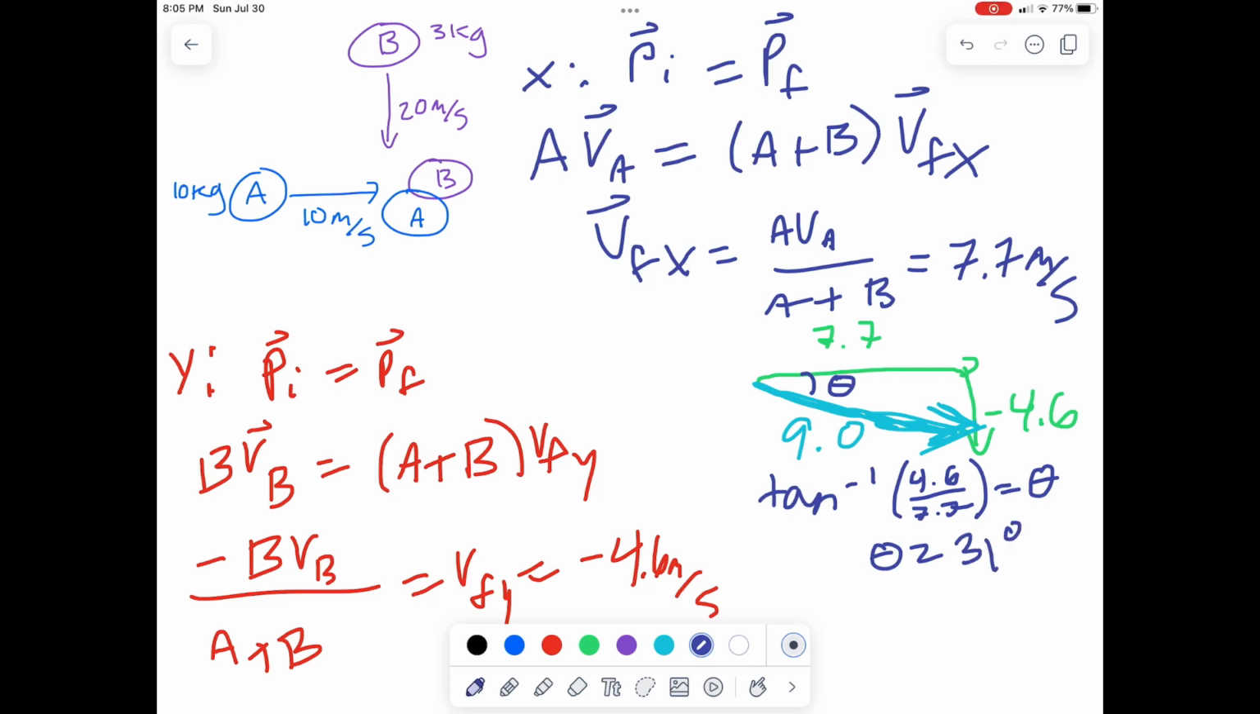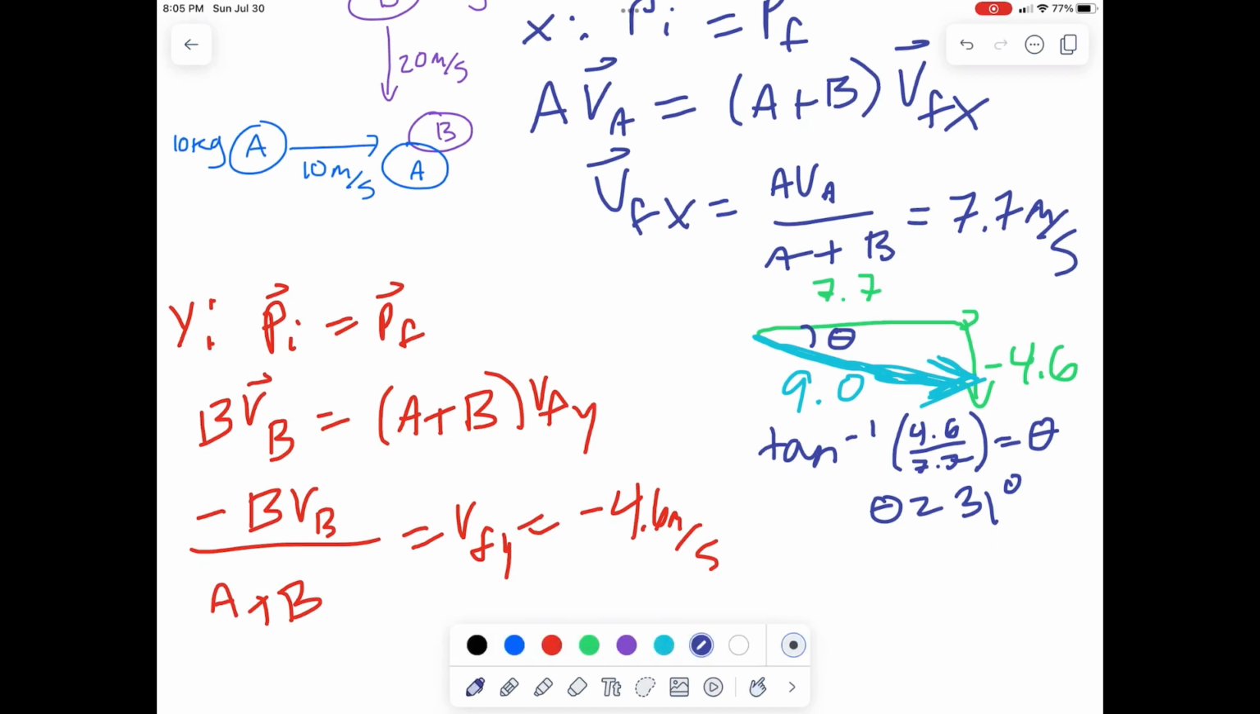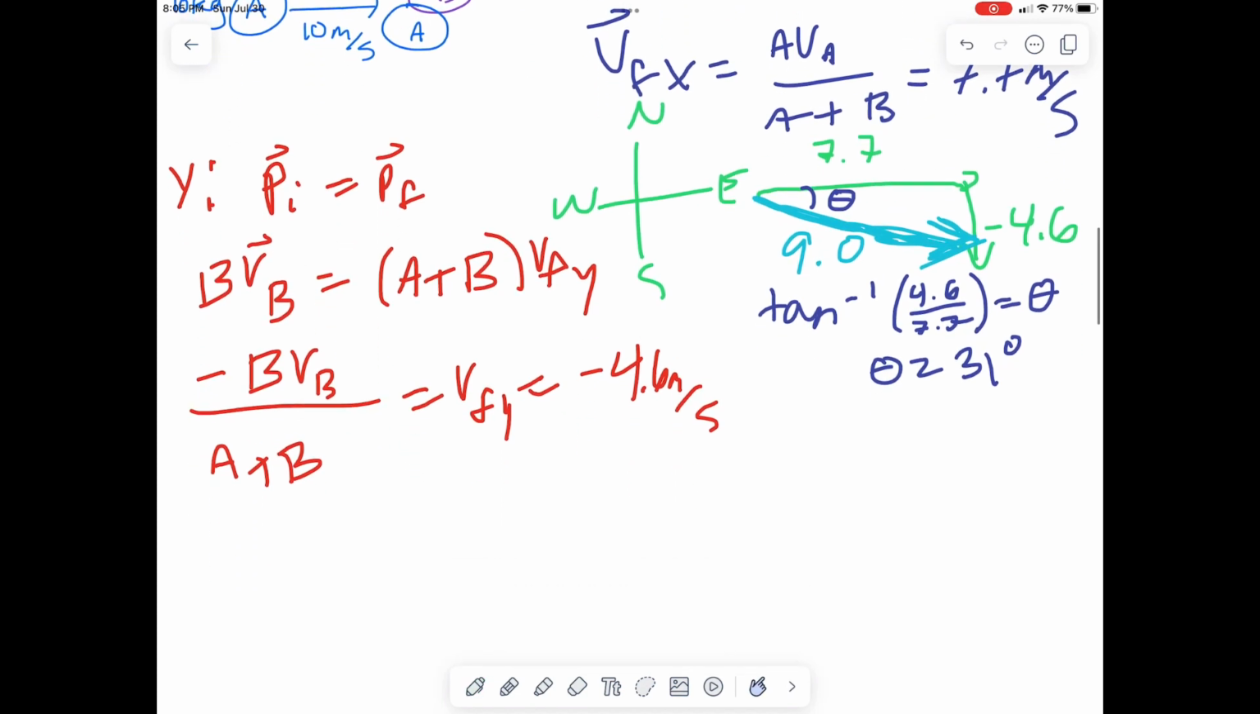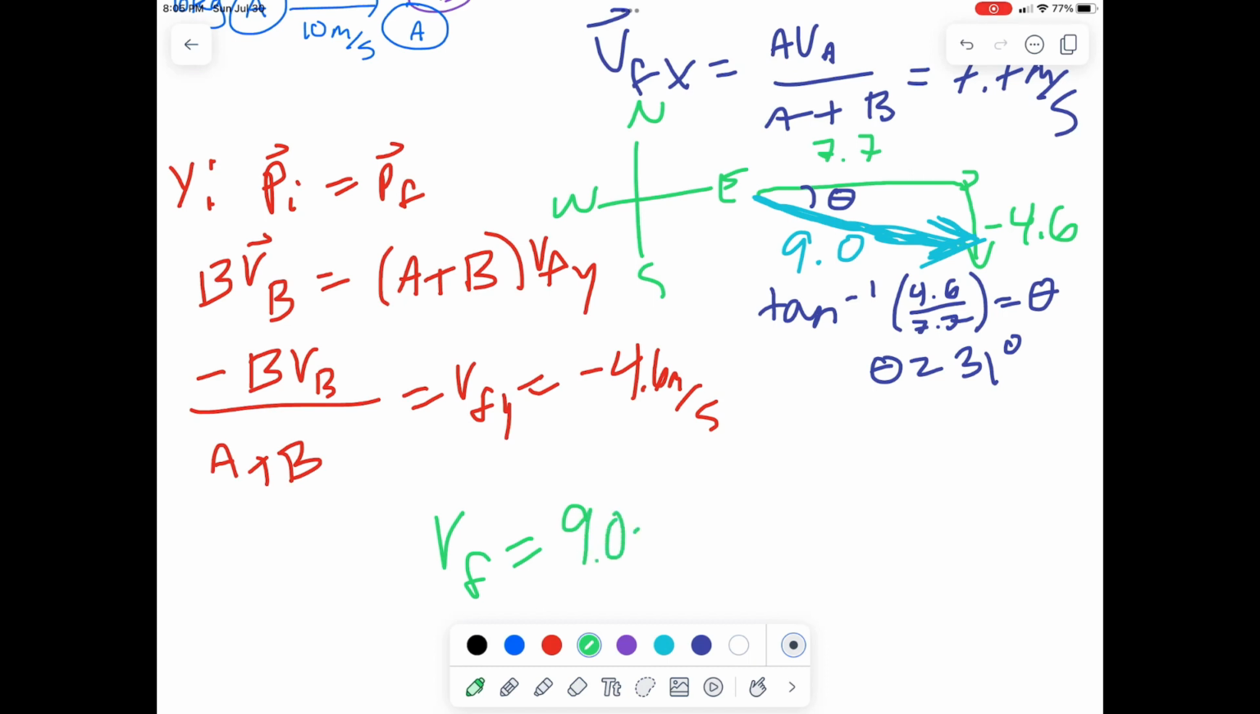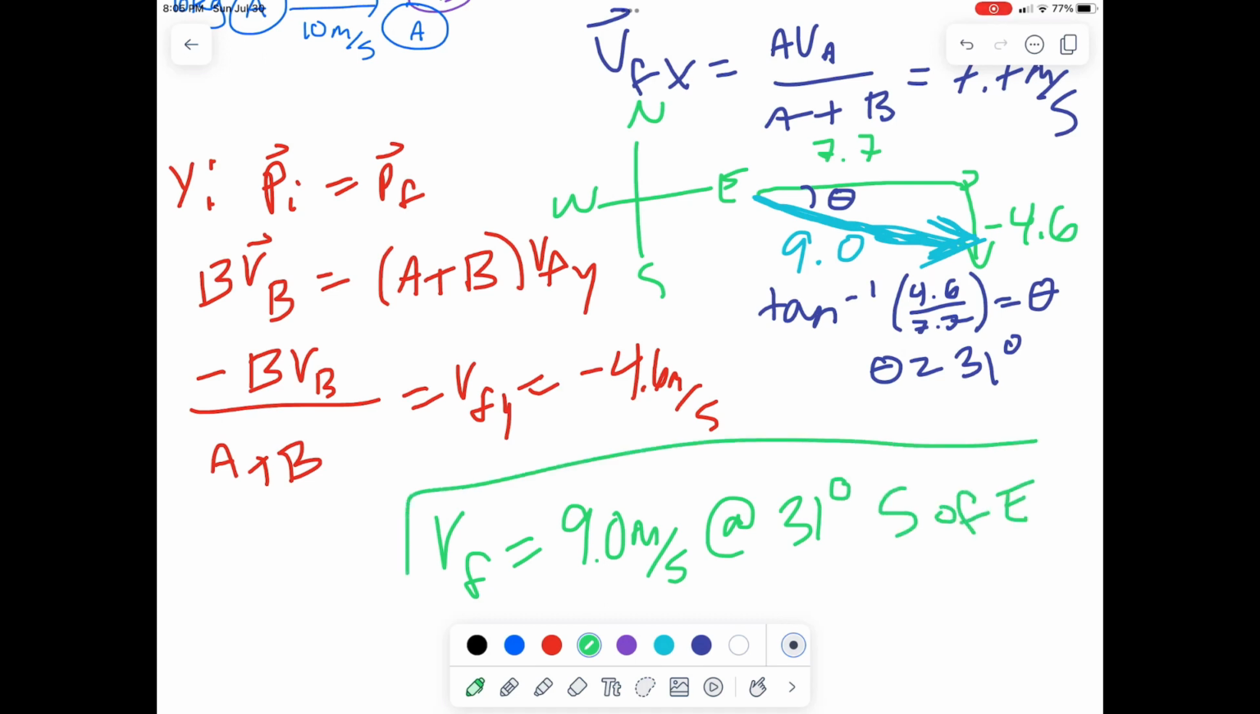So I know that theta is 31 degrees, and then we notice that if we have our little compass here, north, south, east, and west, that our resultant is acting south of east. So my final velocity is just equal to 9.0 meters per second at 31 degrees south of east. All right, and this is my answer. I won't forget my vector notation.